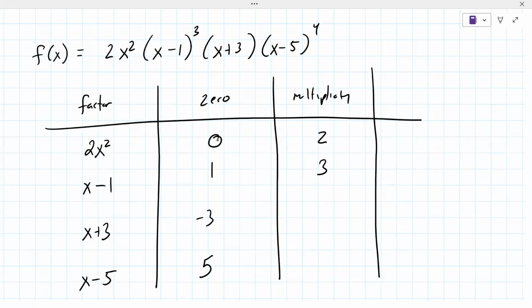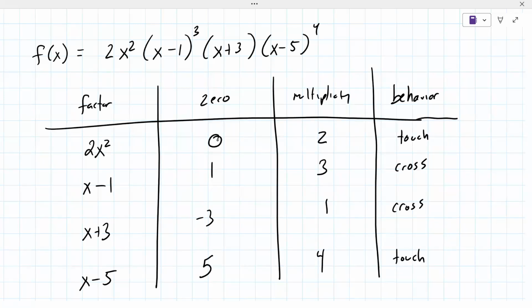All right, so now I'm going to add something else in here called the behavior, which your instructor may use a different word. Touch, cross. So here's what I mean by a touch. A touch is where it comes down and just bounces. You can think of it as bounces. That's also another word.